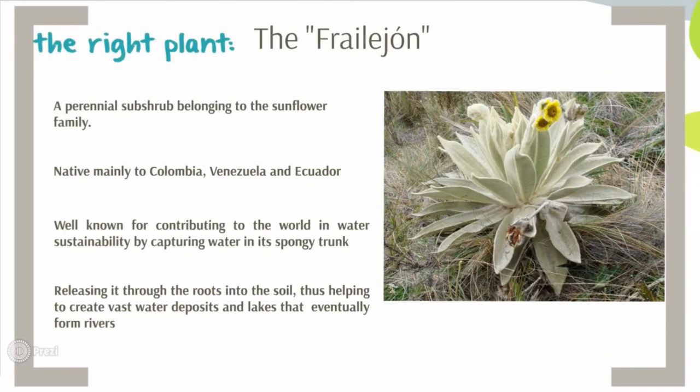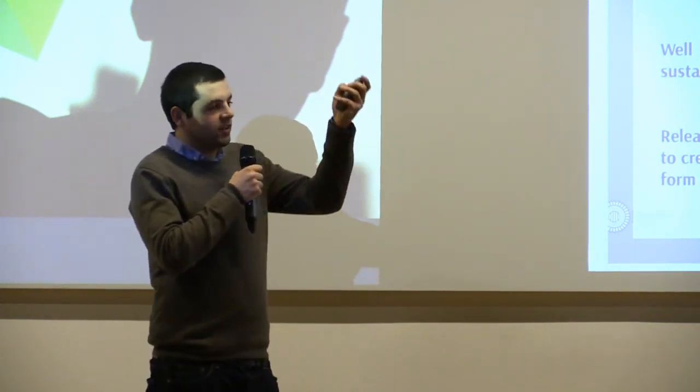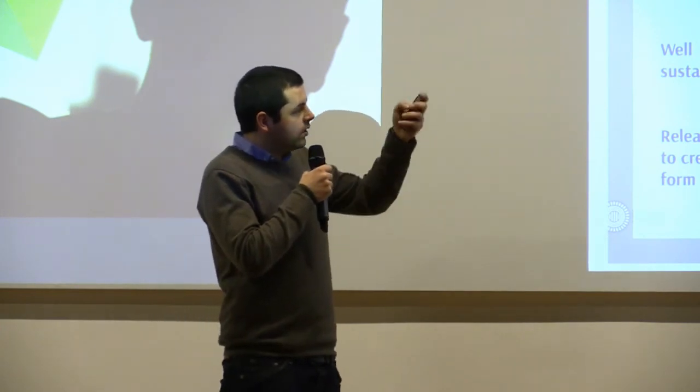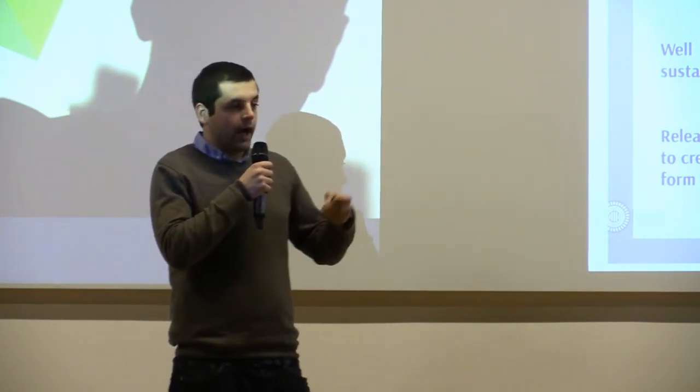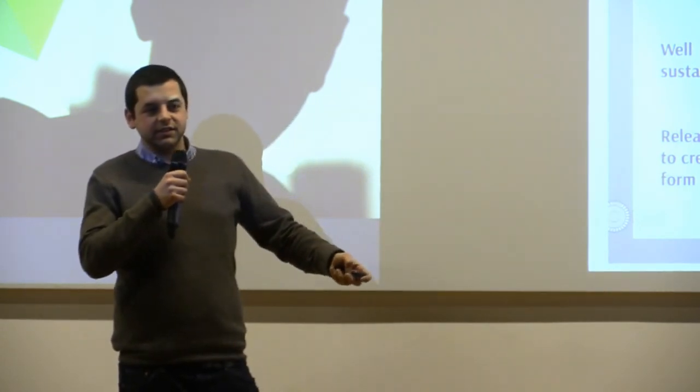The first one, basically the plant, the Frailejón, is a plant which is native to Colombia, Venezuela, and Ecuador. It's heavily important in the ecosystem where you can find it, because it is like a natural sponge which drains water from the clouds, from rain, from everything. So it's magic. Basically it absorbs water and it releases water through its trunk, through its roots, helping in this way to create other elements in the system, such as rivers.